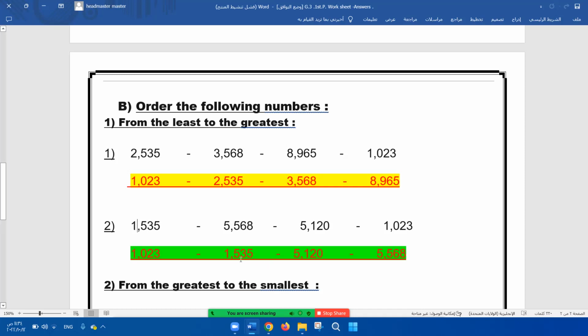What about the next one? 5,568 or 5,120? Oh, yes, 5,120, because after the 5, you can find 1. And here after the 5, you can find another 5. So the smaller is 5,120. Then the biggest number will be 5,568. We put it last because we arranged them from the least to the greatest number.